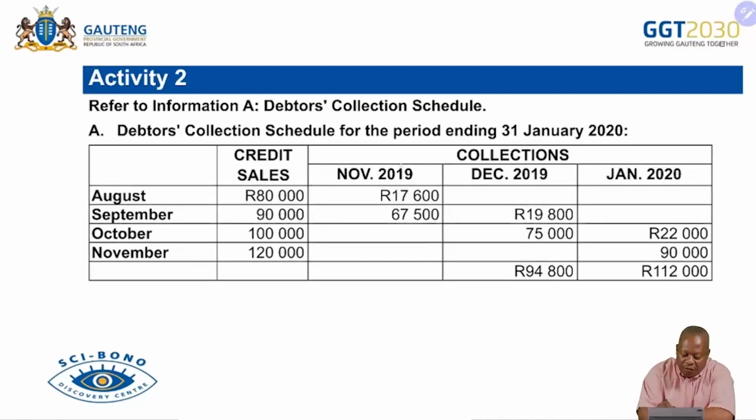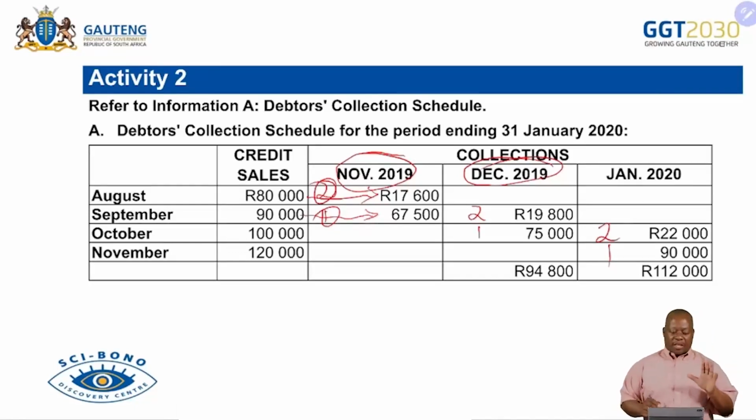When it comes to November collections, we are collecting for 2 months. Which months are they? We are collecting for September, collection number 1. We are collecting for August, collection number 2. So this is collection number 1, this is collection number 2. When it comes to the collections in December, this is collection number 1, this is collection number 2. When it comes to January, this is collection number 1, this is collection number 2. Very important. So what does that mean? It means every month we are collecting twice.